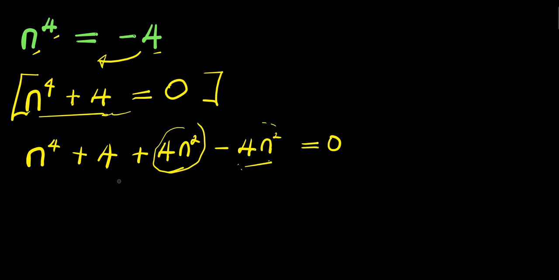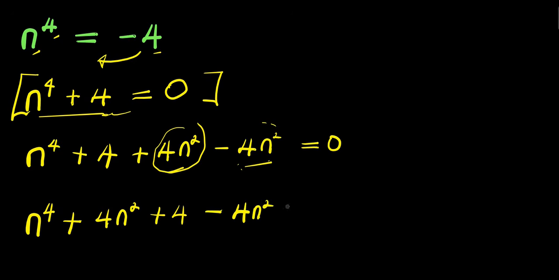So at this particular point, the next step will be for us to rearrange it. So we can easily have n power 4, then we have plus 4n power 2, then we have plus 4, then we subtract minus 4n squared, and this equals 0.